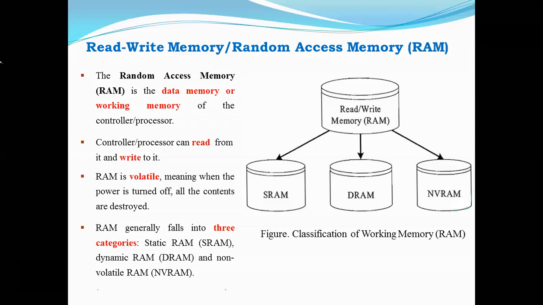In the random access memory, there is a classification you can see on the right hand side. There are three types: SRAM, that is static RAM, dynamic RAM, and non-volatile RAM. So there will be a question, what are the types of RAM used in the embedded system, right? So you have to explain all three random access memory concepts here, right? We'll go to the next slide.